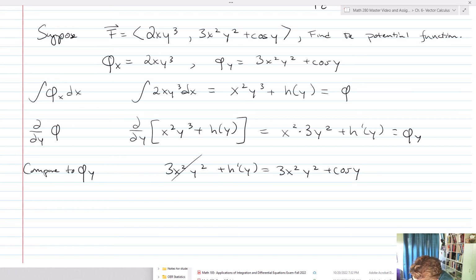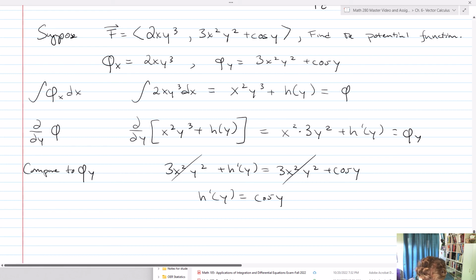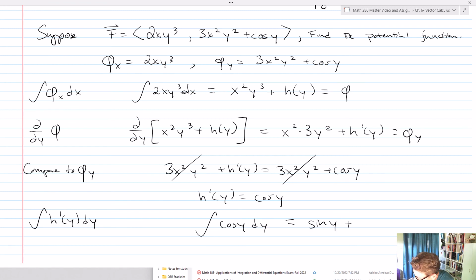So when I go, I just notice that those two, they're the same. So I get h prime of y equals cosine y. And now I need to take the derivative, right? I've got my comparison. I'll take the derivative of phi of y dy, or excuse me, h prime of y dy, pardon me. So we take the integral of cosine y dy, and that just equals sine y plus some constant c.